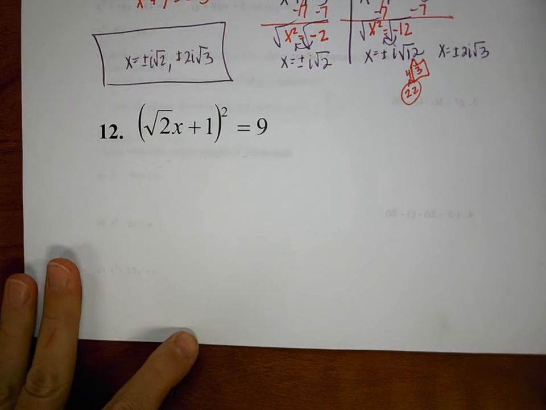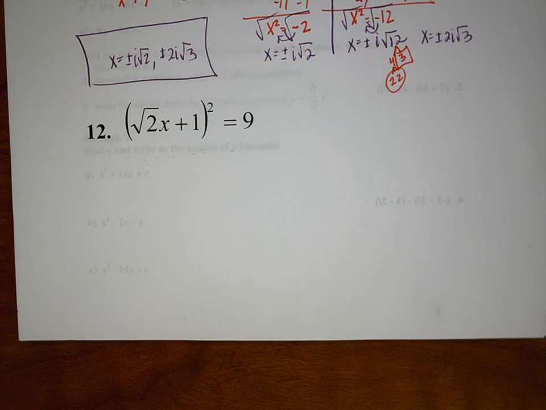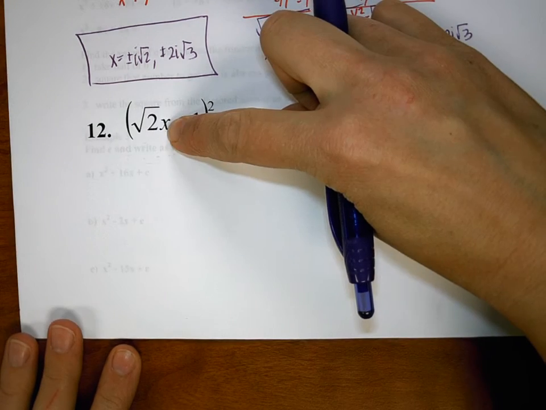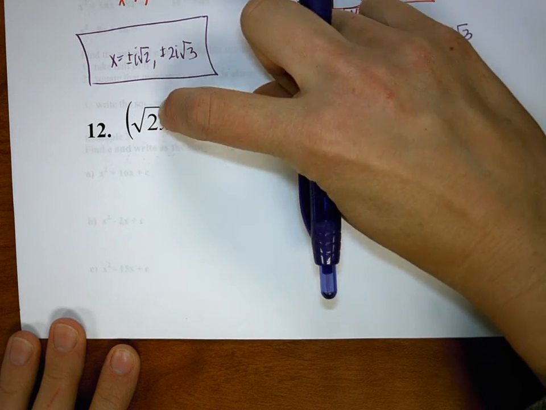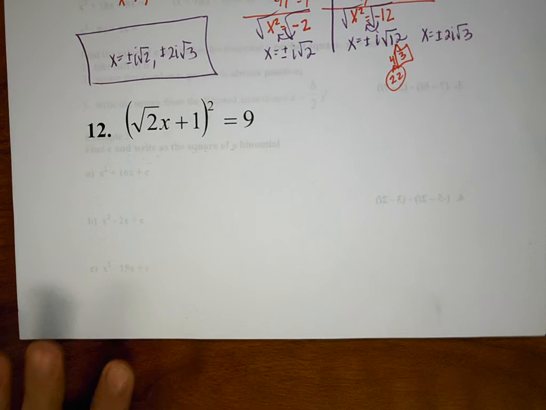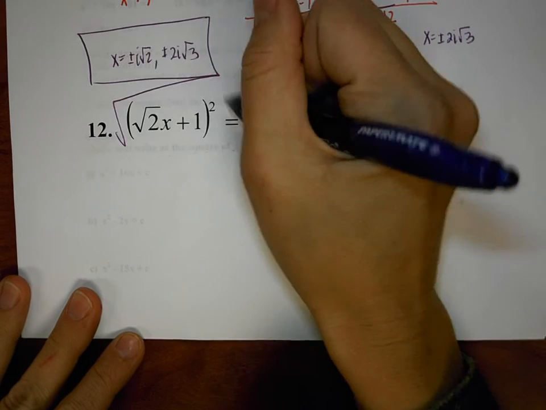Last one. This one's a little bit more complex. The first thing I want you to notice is this square root, is it over the x? It's only over the 2. So pay attention to what's happening. Okay. This one's a little bit more complicated. What's the first thing I'm going to do? Okay, square root both sides.